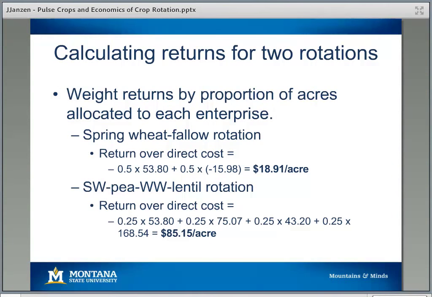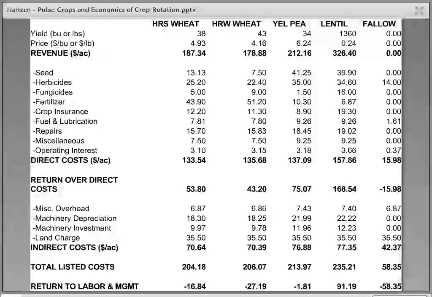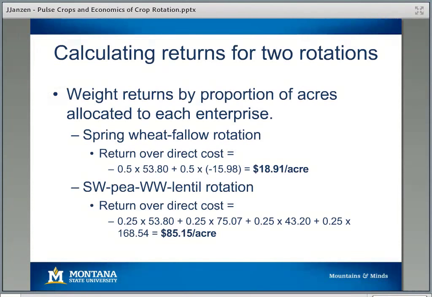Okay, so as a starting point, then, we've got some estimate of the relative returns to these different crops. How do we think about putting this now in a rotation context? So what we're going to do at the most basic level is just weight those returns by the proportion of our total acres we want to allocate to each enterprise. That's going to give us a per acre estimate of the returns from that rotation.